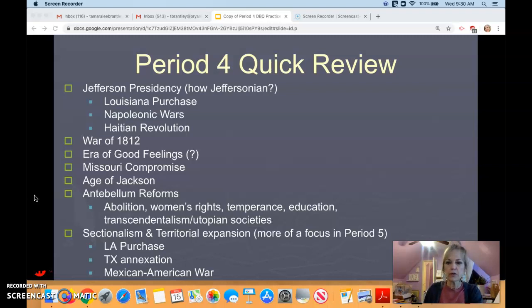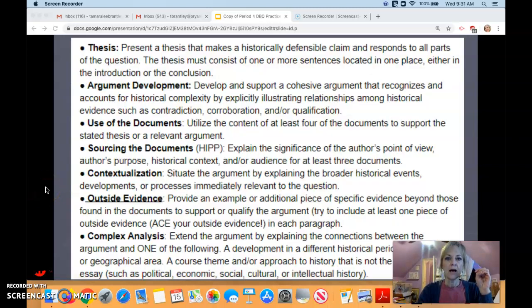A quick review of time period 4, beginning in 1800 with the election of Jefferson, Louisiana Purchase, Napoleon's wars are going on, the Haitian Revolution, War of 1812, Era of Good Feelings, Missouri Compromise, Jackson, antebellum reforms, and sectional tensions. Y'all, this is a huge time period. Could definitely see a DBQ question coming from this.